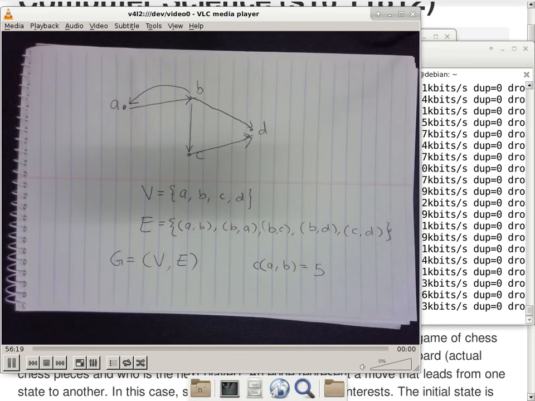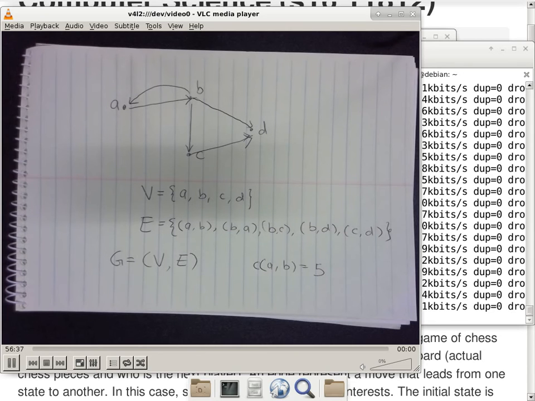5 of what? Well, we don't care. It's 5 units of something. So if you associate a cost with going from one particular vertex to another vertex, then you can start to do fun stuff, like finding the shortest path. What is the shortest path going from A to D here?